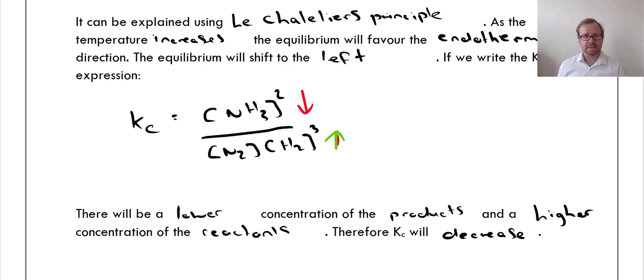Okay, so that's how we can explain how temperature can affect the value of Kc. So you need to make sure that you understand Le Chatelier's principle, and you need to know whether the forward reaction is exothermic or endothermic to be able to predict the value of Kc. Right, so we'll have a quick break and then we're going to move on to partial pressures.